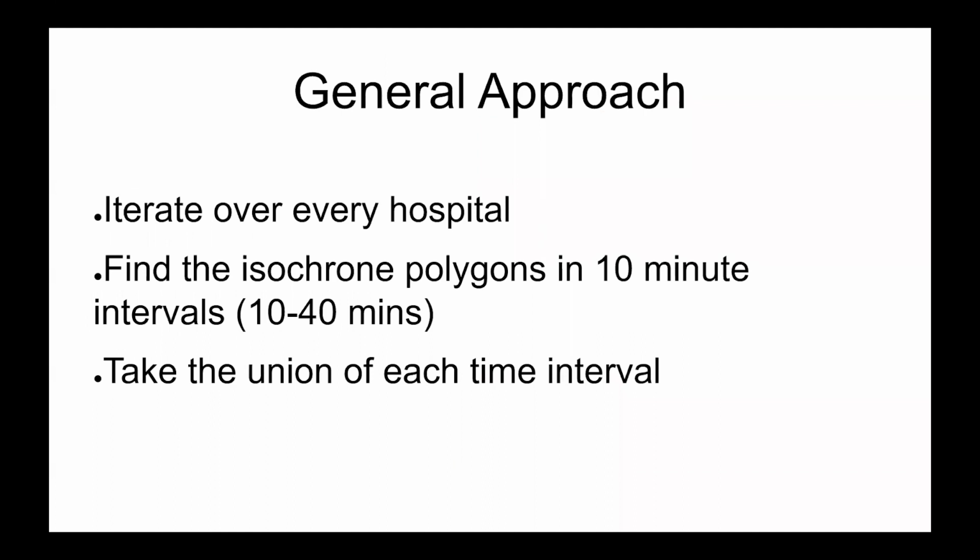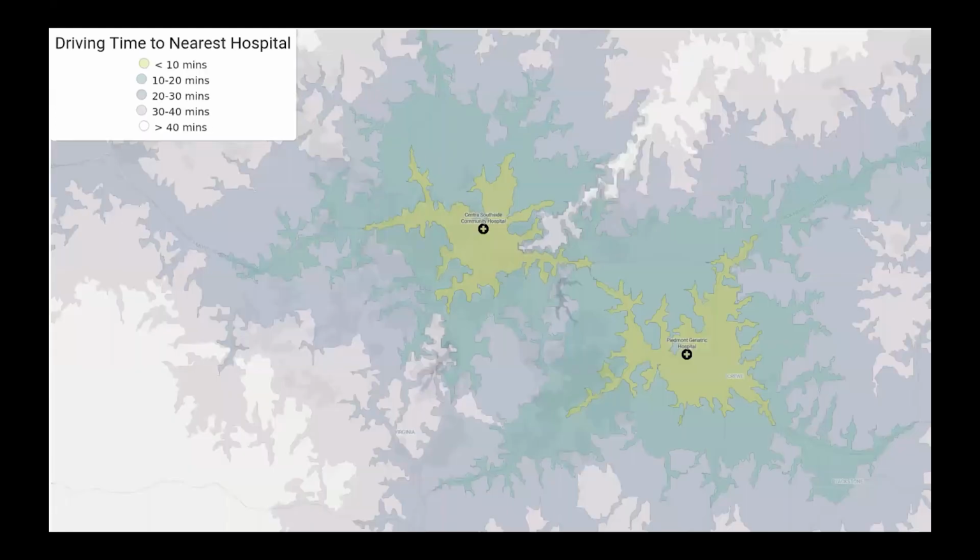So the general approach here was to iterate over every hospital found, and then calculate the isochrone polygons in 10-minute intervals between 10 and 40 minutes. So this figure shows the result of doing that for 2 hospitals in Virginia. With this color scheme, the area less than 10 minutes away from a hospital is shown in green, 10 to 20 minutes is shown in teal, 20 to 30 minutes is purple, 30 to 40 minutes is pink, and more than 40 minutes away is shown in white.